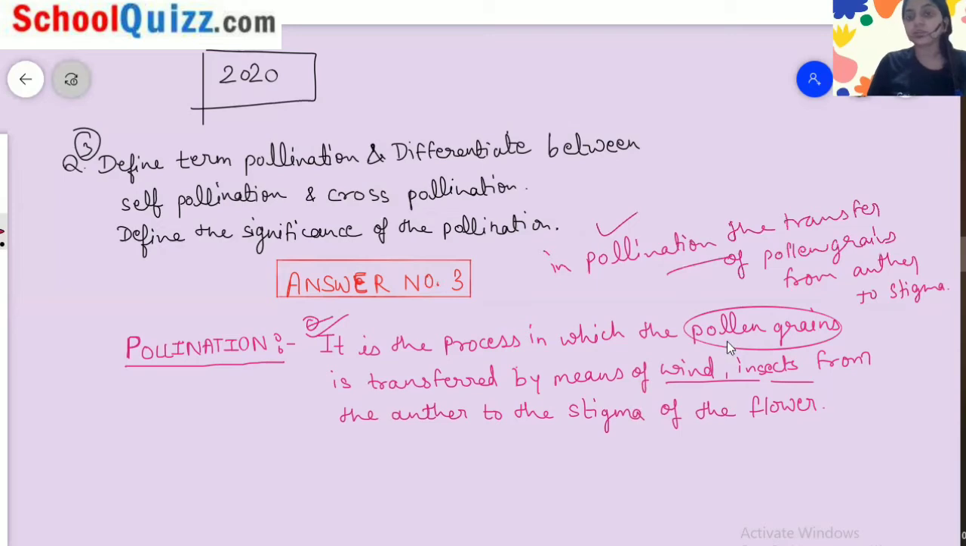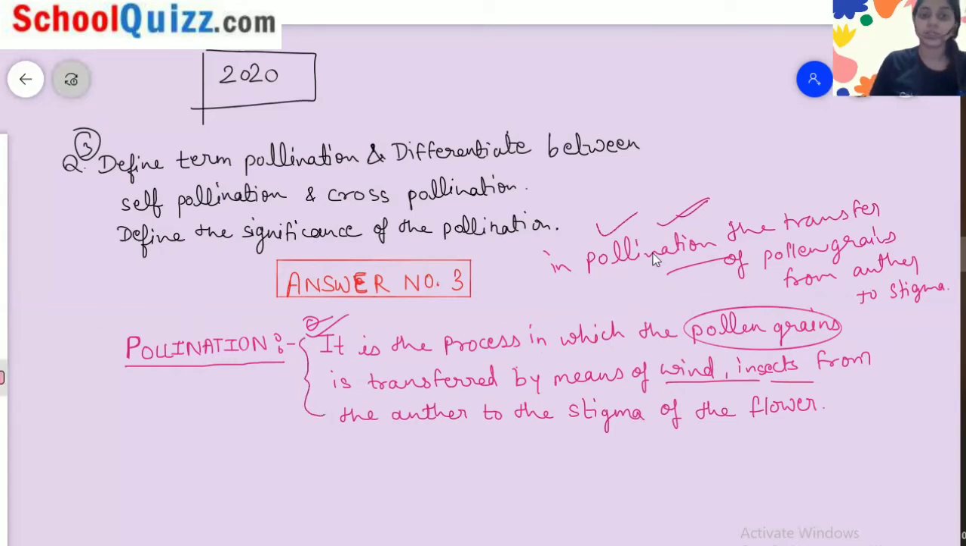So the process is that pollen grains are transferred, and how it is done: by the means of wind and insects. This is the half answer, because you only told the regular answer which every child will answer to that question. Okay, the pollination is the transfer of pollen grain from anther to stigma, but you have to write some more impactful answer. So you can write this type of answer.